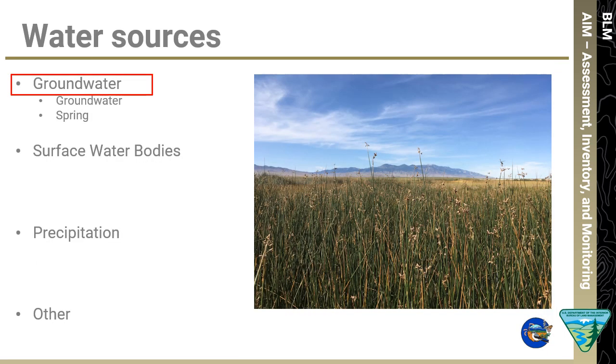Generally speaking, water sources can be categorized into groundwater, surface water body, and precipitation sources. We will now discuss and define each major water source that could influence site hydrology. The first two water sources all fall under the groundwater category. They include groundwater in general and springs.